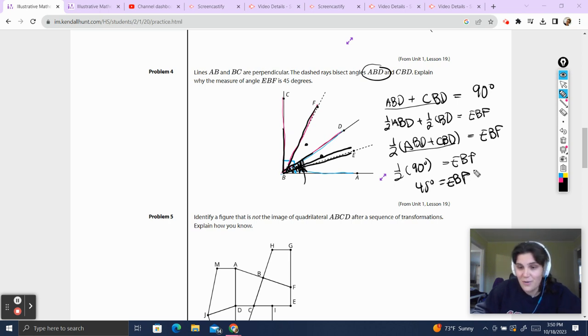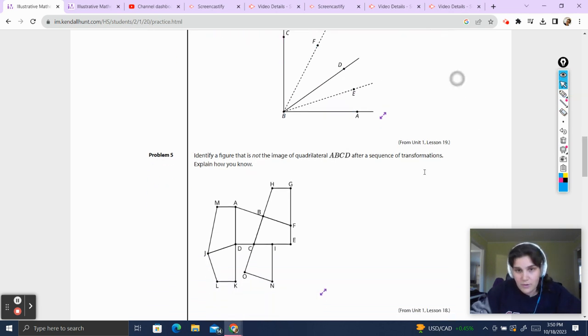So we proved it knowing none of the actual measures of the triangle. So the two angles, this one and this one, add to 90 degrees. The dashed lines bisect both of those angles. So when we're looking at this angle plus this angle, it's half of both of those angles, and we're calling them EBF. When we pull out the 1/2, we factor them out, we have this sum, which we already know is equal to 90. And then we can prove that EBF is equal to 45 degrees. And that is the proof for that one.